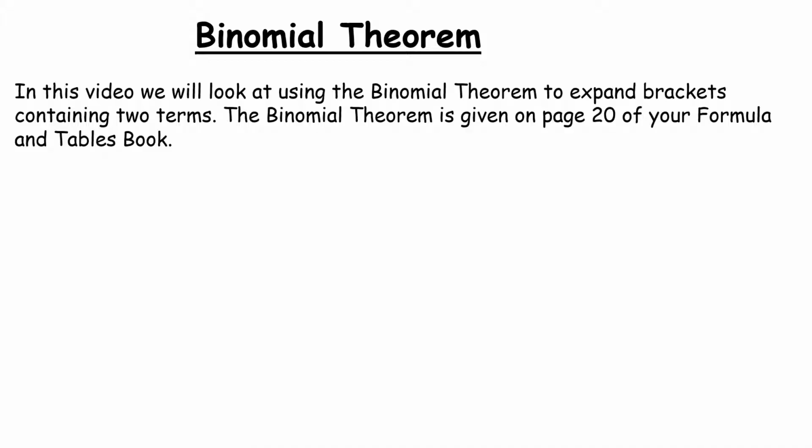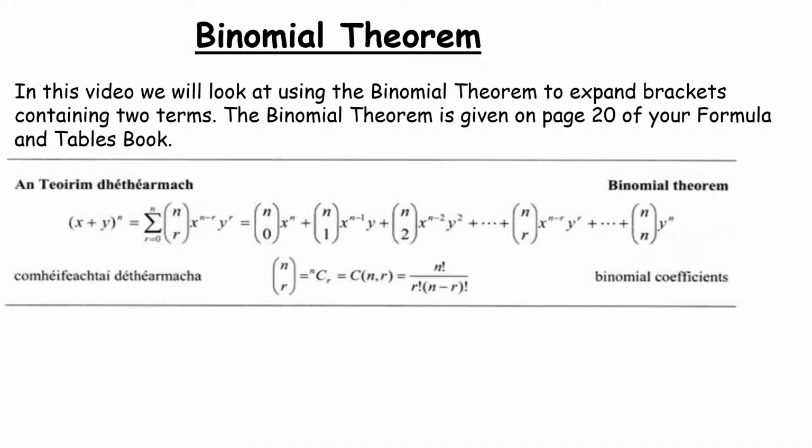The binomial theorem is specifically for the expansion of brackets containing two terms, which is where the word binomial, bi meaning two, comes from. This binomial theorem is given to you on page 20 of your formula and tables book.